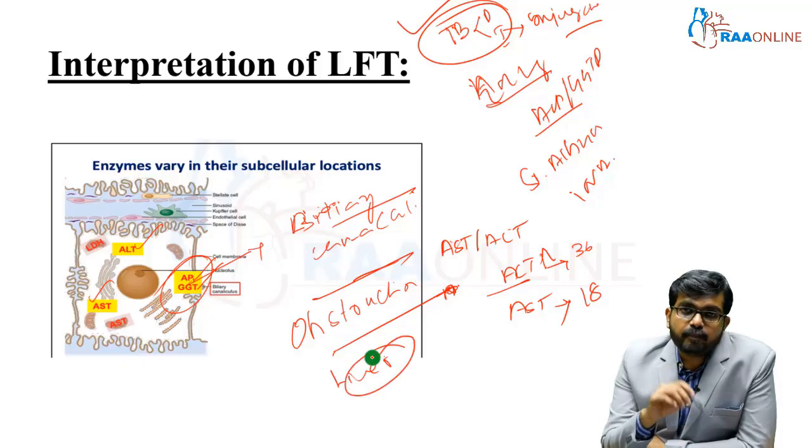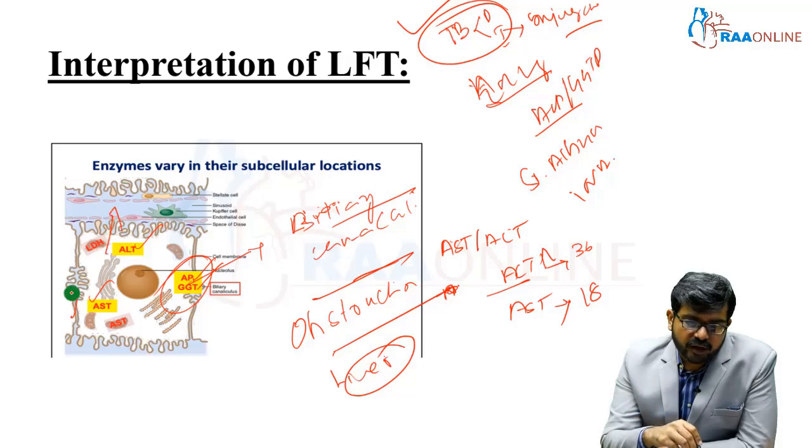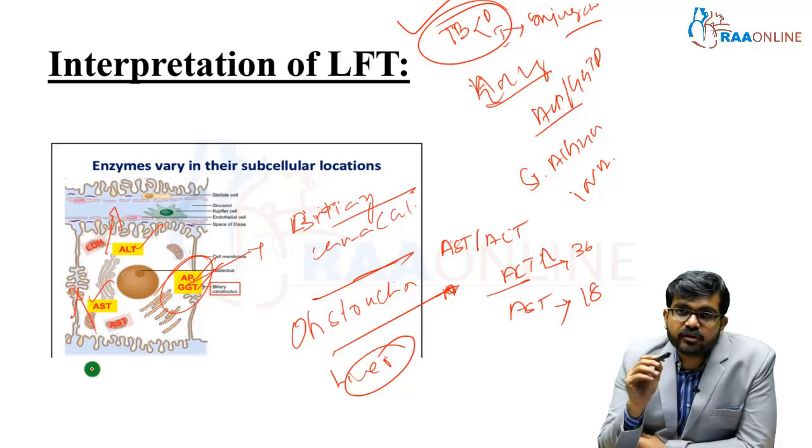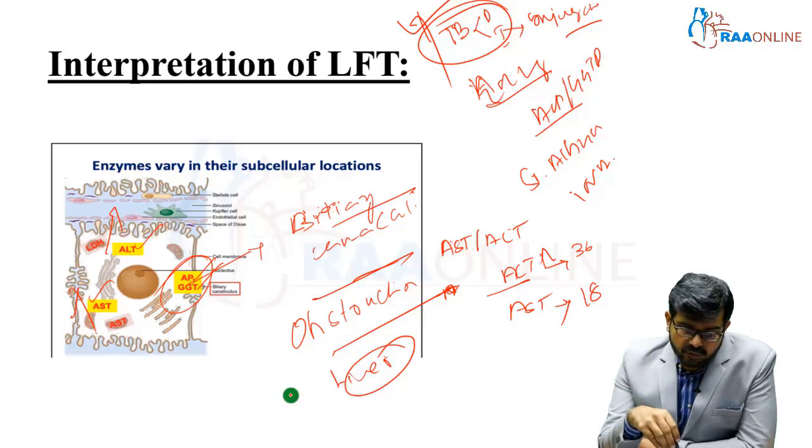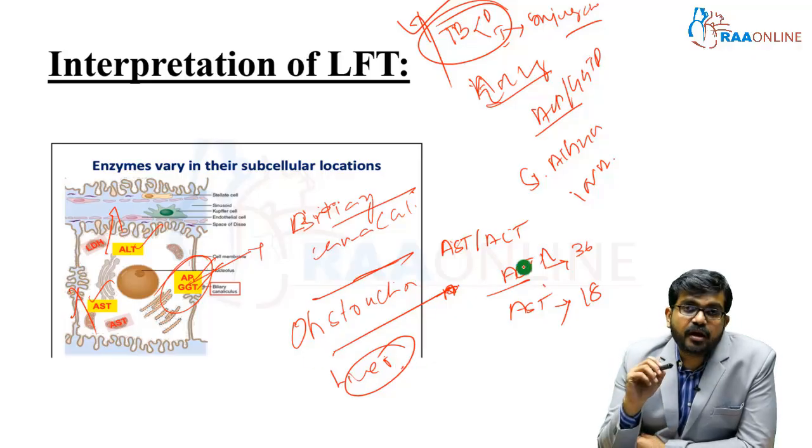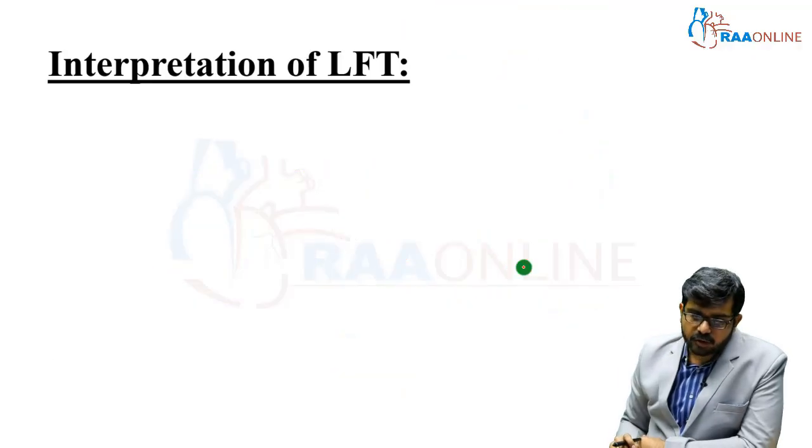So whenever there is massive hepatocyte destruction, your AST and ALT can go up. Whenever there is a problem with the excretory or conjugatory function of the liver, your total bilirubin goes up. Whenever there is an obstruction, your ALP (alkaline phosphatase) and GGTP can go up.